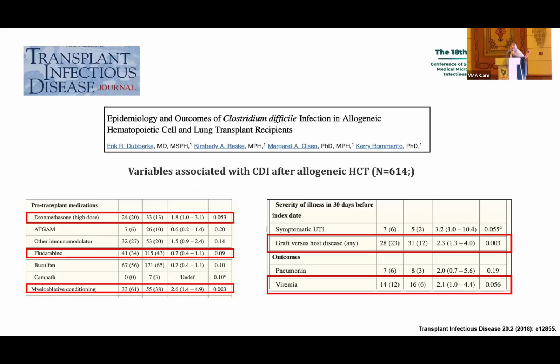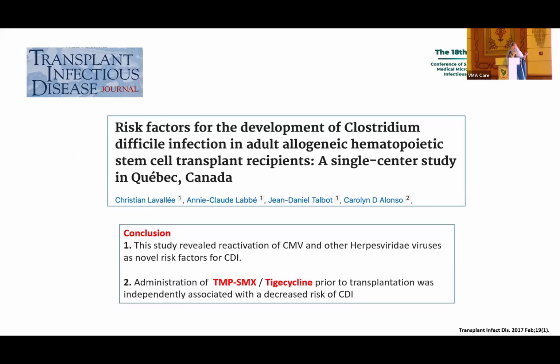This is Eric et al. They did an epidemiological study in allogeneic bone marrow transplant, and they highlighted some variables associated with increasing risk of Clostridium difficile infection. The most important are graft versus host disease, and CMV itself will increase the risk of Clostridium difficile. Surprisingly, tigecycline and Bactrim have a protective effect. Why is it important? Though there are no studies, I think we might use Bactrim and tigecycline instead of other antibiotics that increase the risk of Clostridium difficile infection.